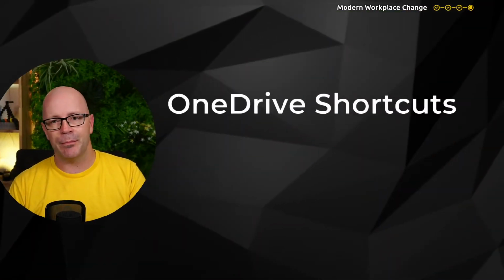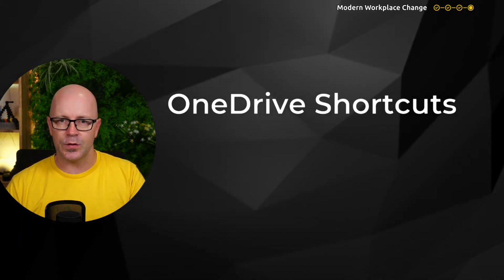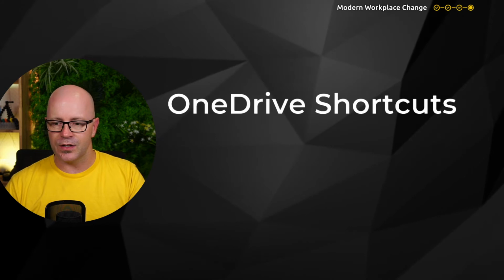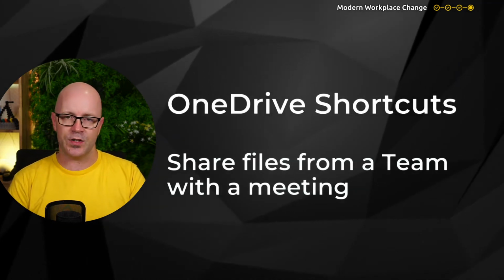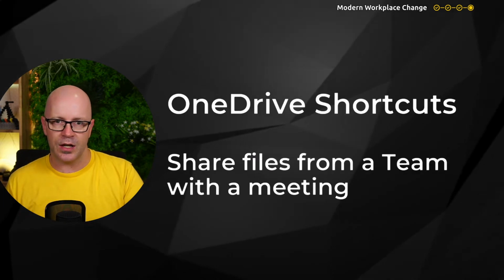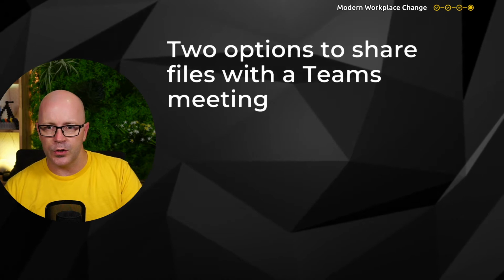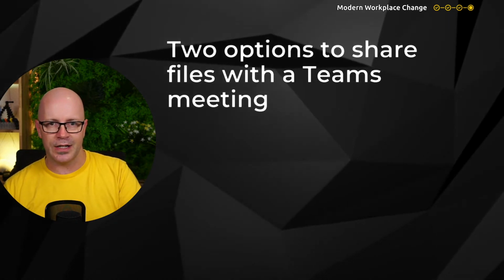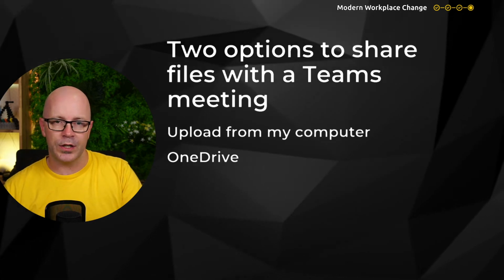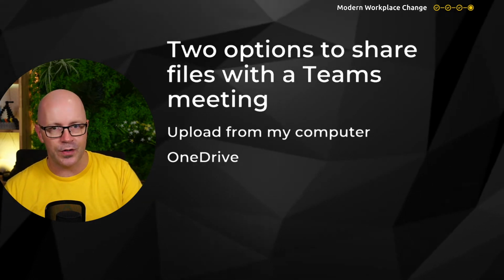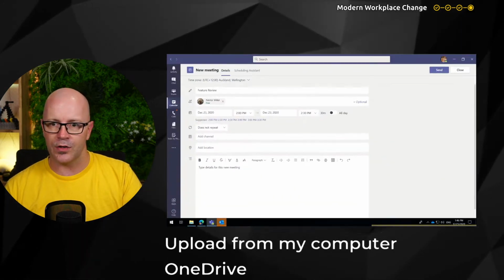Been spending a bit of time looking at OneDrive Shortcuts, and I think I found a useful way to use it. When we are setting up a meeting, sometimes we want to attach a file and be able to share that with people so they can prepare for that meeting. At the moment, we've only got two options when we do this from within Microsoft Teams. We can upload a file from our computer, or we can share something that has already been uploaded in our OneDrives. Let's take a closer look at those two scenarios.